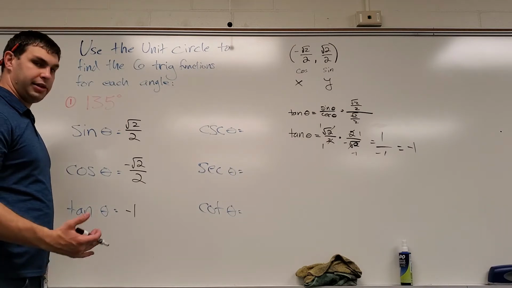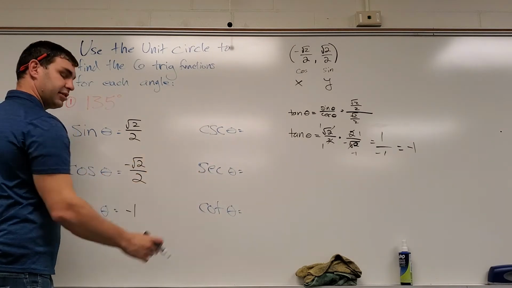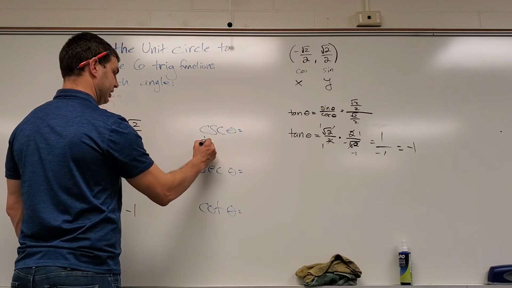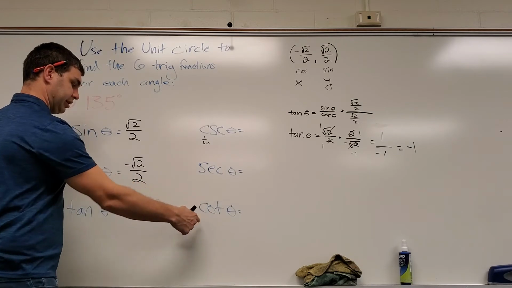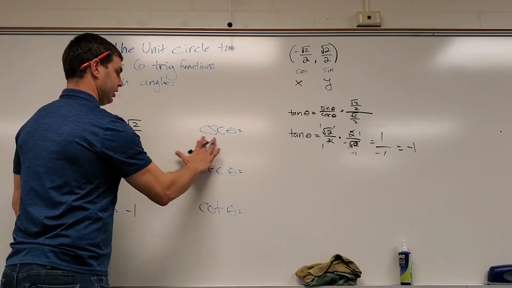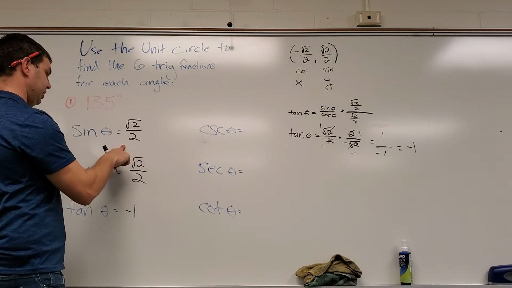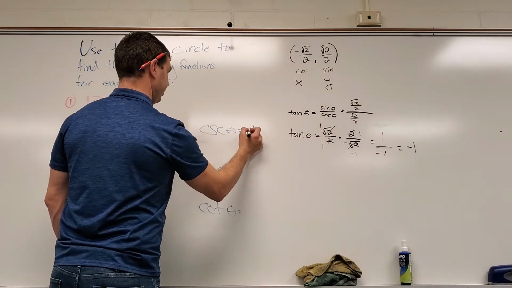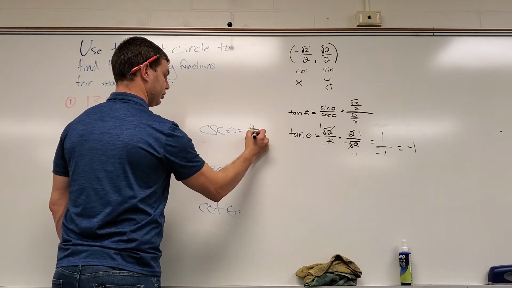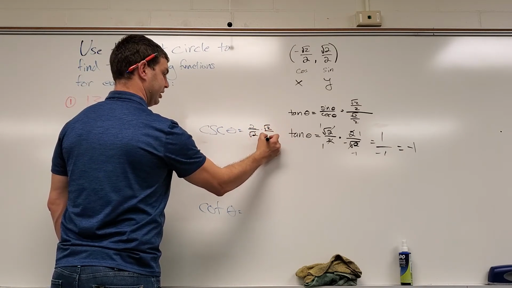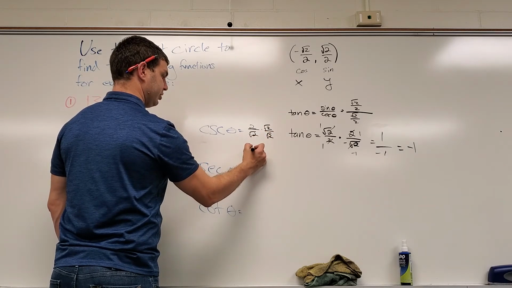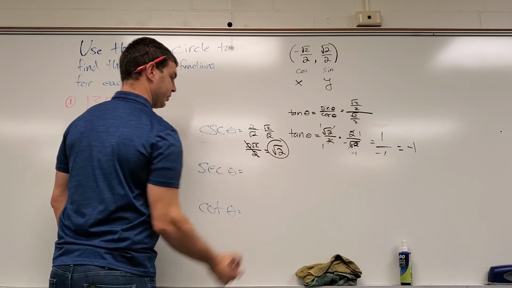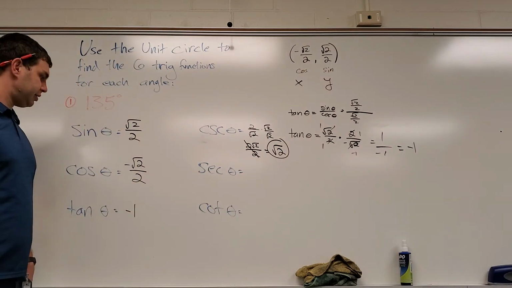Okay? All right, then we can find our cosecant, secant, and cotangent based off of these ones. Remember that cosecant is just 1 over sine, secant is 1 over cosine, and cotangent is 1 over tangent. So we'll have to use that as we do this. So 1 over sine, or what really happens is they just flip. So instead of the square root of 2 over 2, now it's 2 over the square root of 2. Rationalize my denominator. And we're going to get 2 square roots of 2 over 2. 2's cancel, which is just the square root of 2.